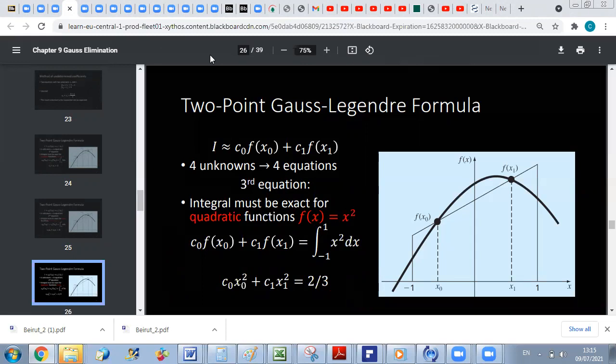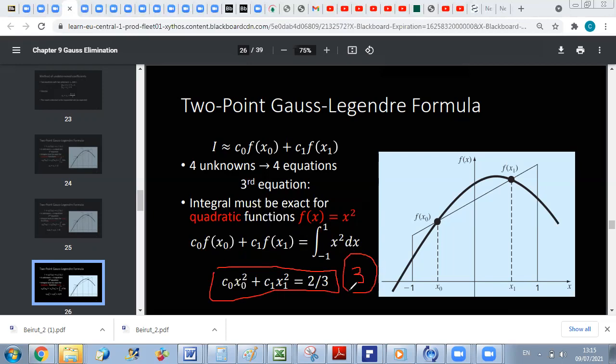Since I'm using the function f of x equal x squared, I will replace f of x0 by x0 squared, and I will replace f of x1 by x1 squared, and then I will integrate between -1 and 1 the function x squared dx, which will give me 2 over 3. So now I was able to get my third relation, my equation number 3.